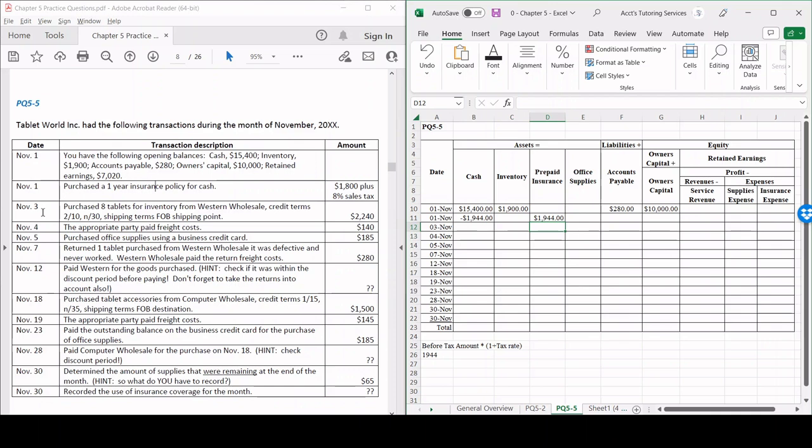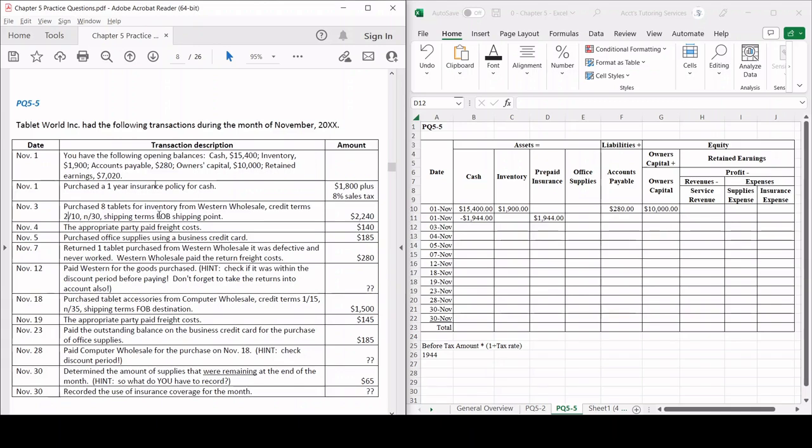Now, November 3rd, we purchased 8 tablets for inventory from Western Wholesale. Credit terms are 2/10, n/30. Shipping terms, FOB shipping point. Let's have a quick discussion on this. 2/10, n/30 means that if we pay within 10 days, we get a 2% discount. No matter what, it is due within 30 days. If you don't pay within the 10 days, we get no discount, but the N stands for net, which is due within 30 days.